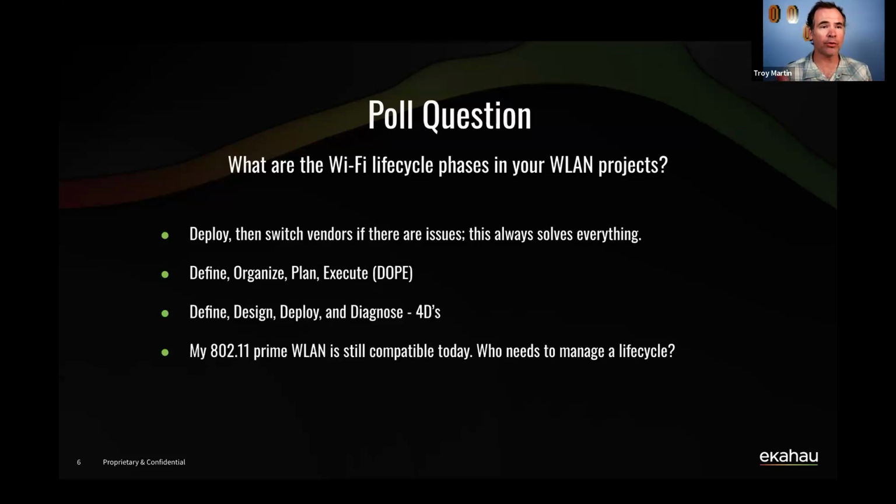Or do you subscribe to the 4D model, where you define, design, deploy, and diagnose your Wi-Fi life cycles? Or are you just stuck in last century's Wi-Fi where you deployed 802.11 prime, and because Wi-Fi is inherently backwards compatible, you've never had to worry about lifecycle management because it's always been working? So just let us know your thoughts there. Which lifecycle model do you use as part of your successful project implementations?